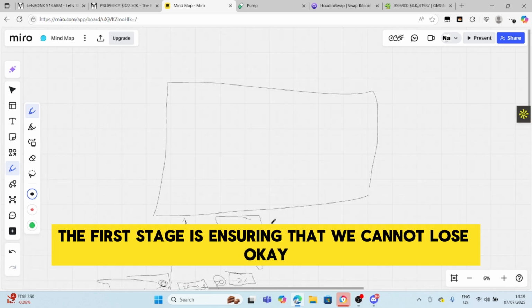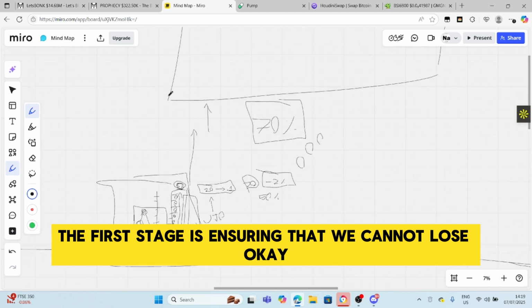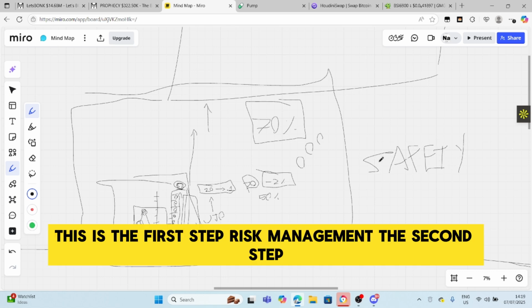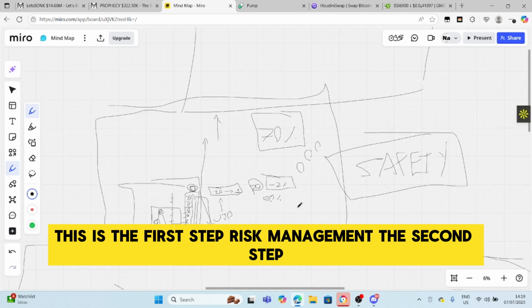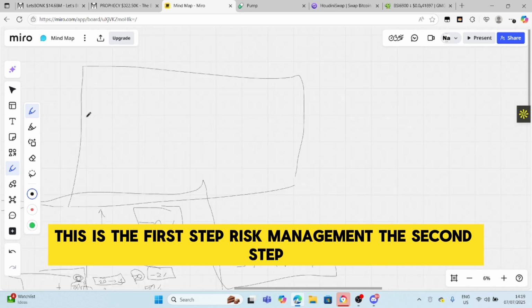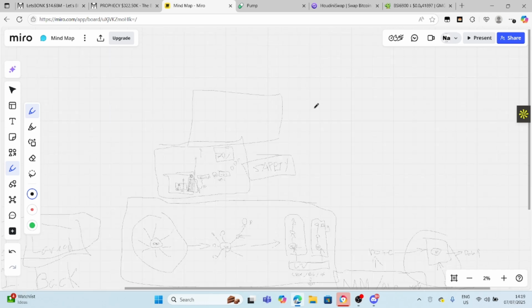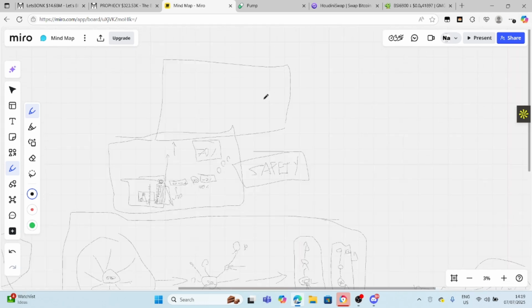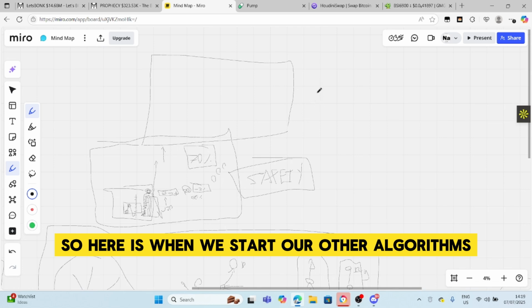Let's remember the first stage is ensuring that we cannot lose. Okay, this is the first stage, safety. This is the first step, risk management. The second step is backrunning algorithms. So here is when we start our other algorithms.